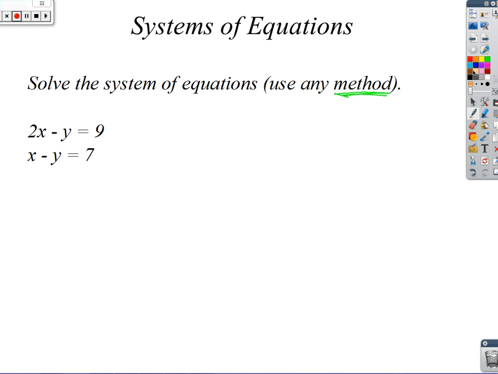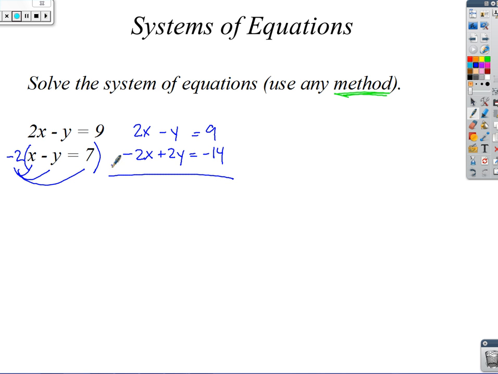Now I could eliminate x or y. It doesn't matter. It's entirely up to you. I'm going to multiply this one here by negative 2 so I can eliminate the x. So if I distribute that negative 2 to everything, I end up with negative 2x plus 2y equals negative 14. Now I'm considering that with my original first equation. I add them together, and this is what I was looking for.